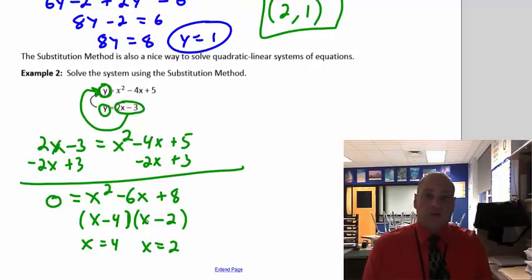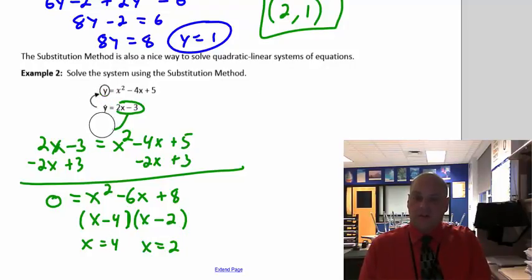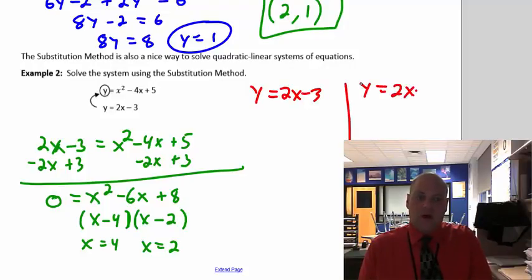Remember, you set the factors equal to 0. We've been doing that all year, right? Okay, so x is 4 and x is 2. So now I'm just going to erase this to clean it up a little bit. Now we got to find y. Okay, so we got two y's. We got y equals 2x minus 3, and we'll do y equals 2x minus 3 again. Why? Because we have two x values. So we're going to do y equals 2 times 4 minus 3, and y equals 2 times 2 minus 3.